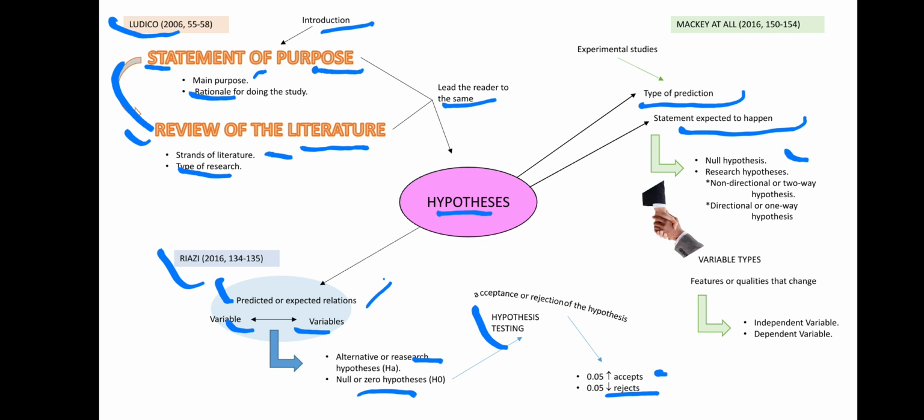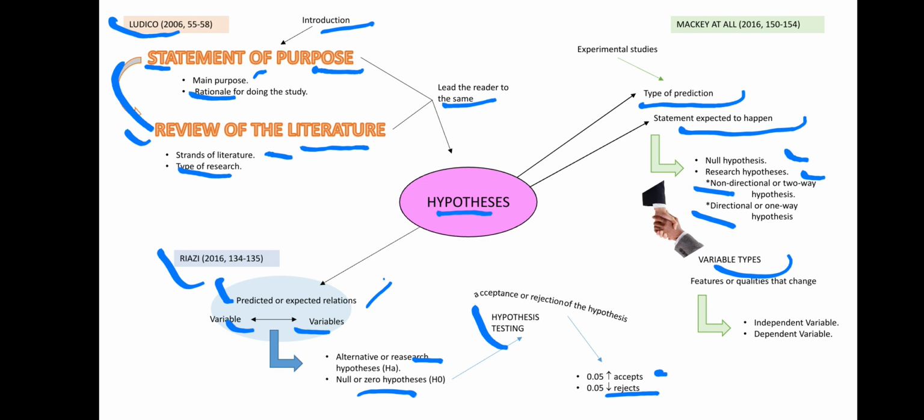There are two types of hypotheses: the null hypothesis and research hypothesis. And in the last one, research hypothesis, we have two types: non-directional or two-way hypothesis and directional or one-way hypothesis. And they mention that the hypotheses are related, connected to the variable that is going to be supporting our hypothesis.